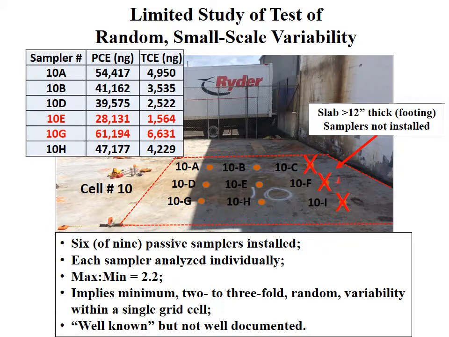So it just gives you an idea of the presence of random small-scale variability underneath the slab. And this is well known with anyone who does a lot of intensive subslab characterization work. It's just not very well documented. So again, a single point beneath the slab may not be representative of the immediate area around it.